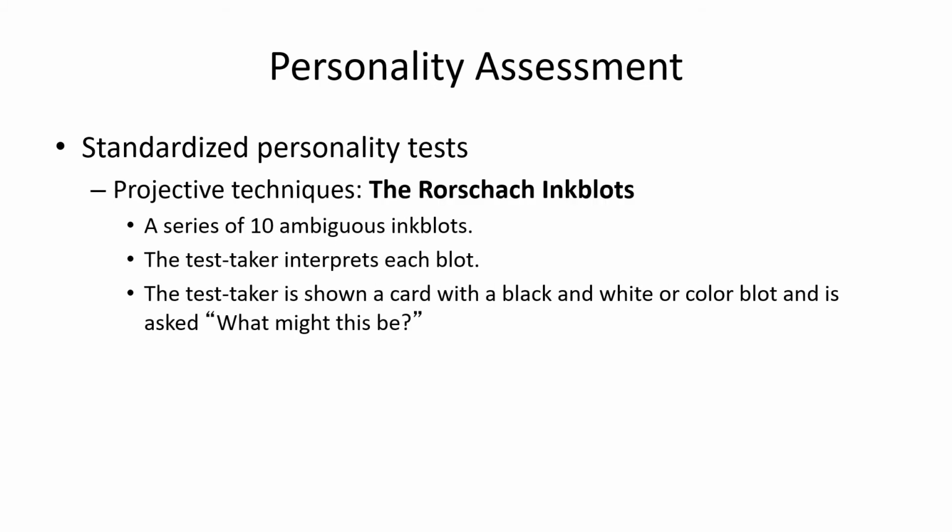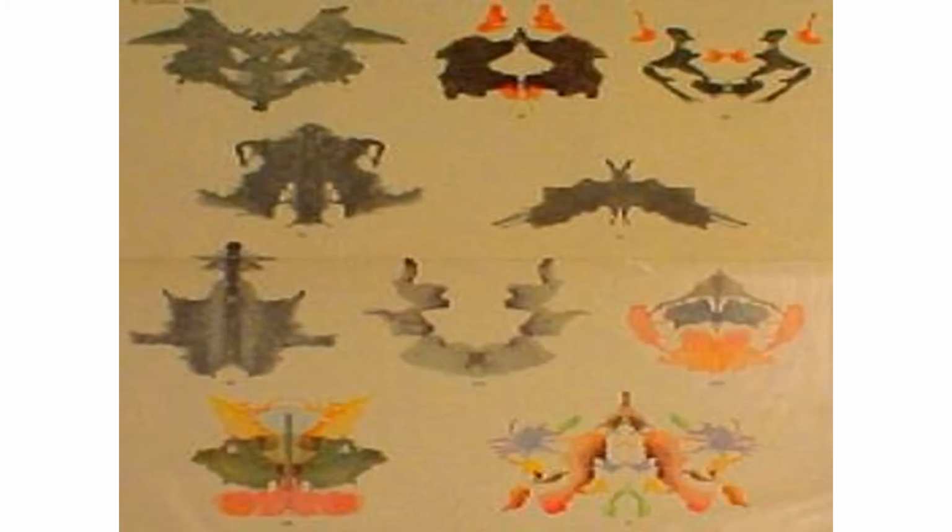So they have projective techniques. These are very Freudian. They kind of come out of that field. The first one's the Rorschach ink blots, which you may be familiar with. It's 10 ambiguous ink blots. The test taker interprets each blot, and they're shown a picture and they say, hey, what might this be? And so here's a couple examples, right?